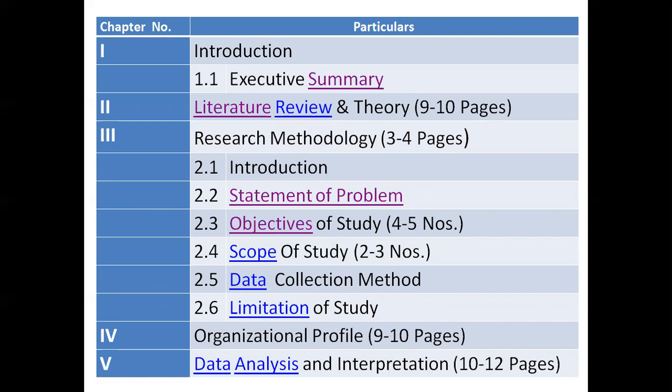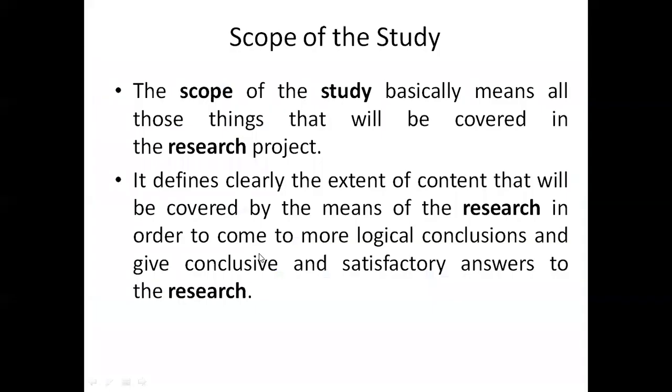So that is important. Now, the next part of the RM chapter is scope. Now, what is scope? The scope of a study basically means all those things that will be covered in your project. It defines clearly the extent of your content that will be covered by means of research in order to come to more logical conclusions.